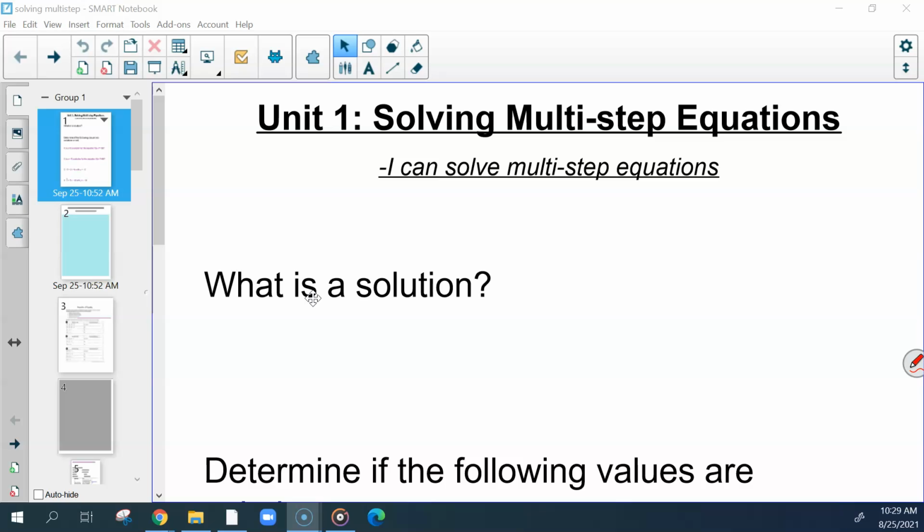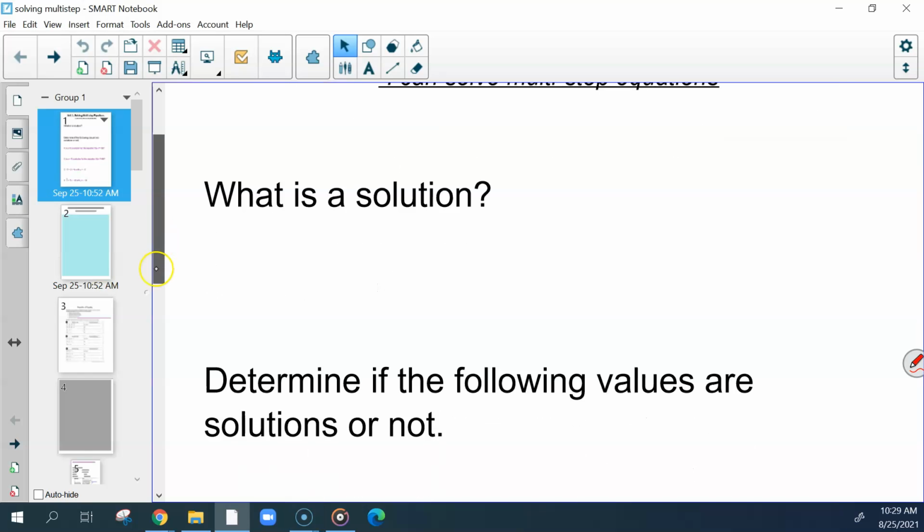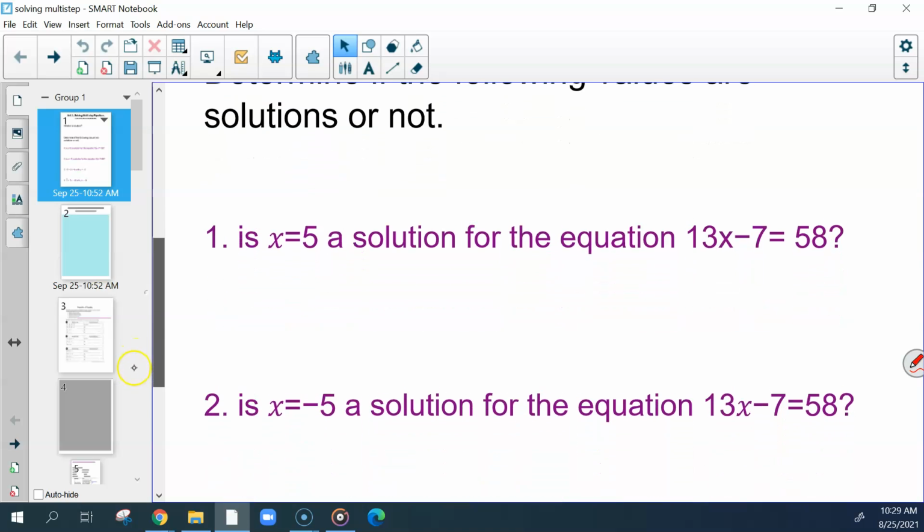These notes, there are things missing. I'm going to show you what those things are. That way we are all on the same page. It just didn't print off. I don't know why. So for number 1, there should be an x equals 5.